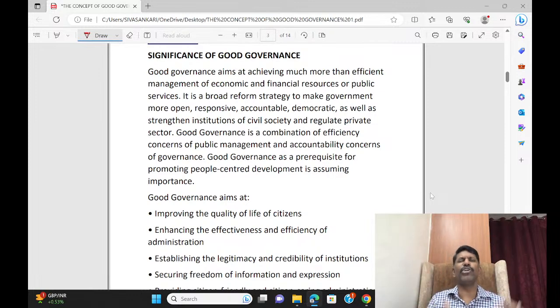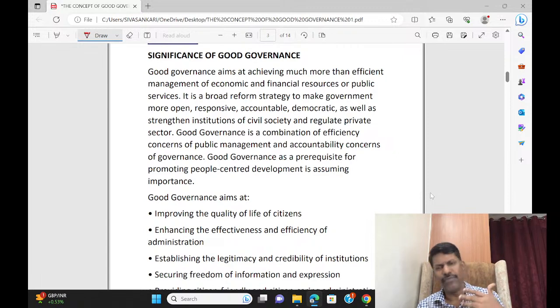So when I talk about the concept of good governance, as I already told you, good government and good governance aim to achieve three important things: efficiency, effectiveness and economy of the government. While doing so, good governance has practices in the name of various tools: openness, a responsible government, an accountable government, and also democratic means.